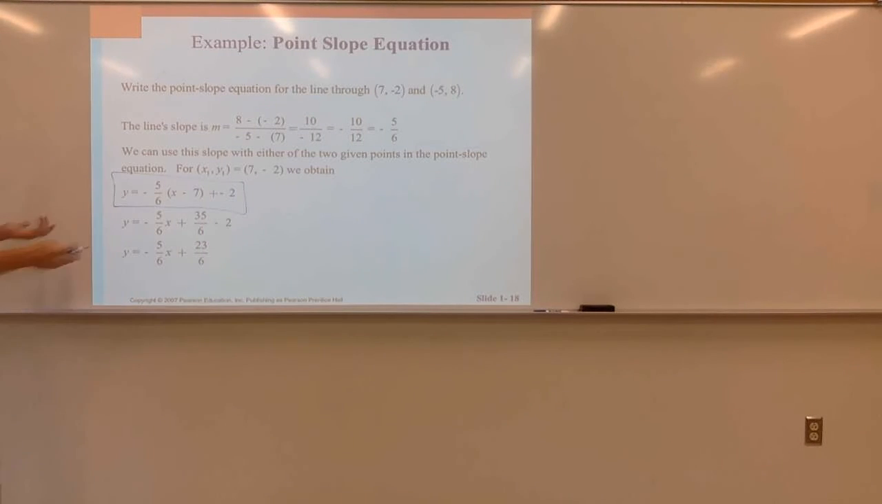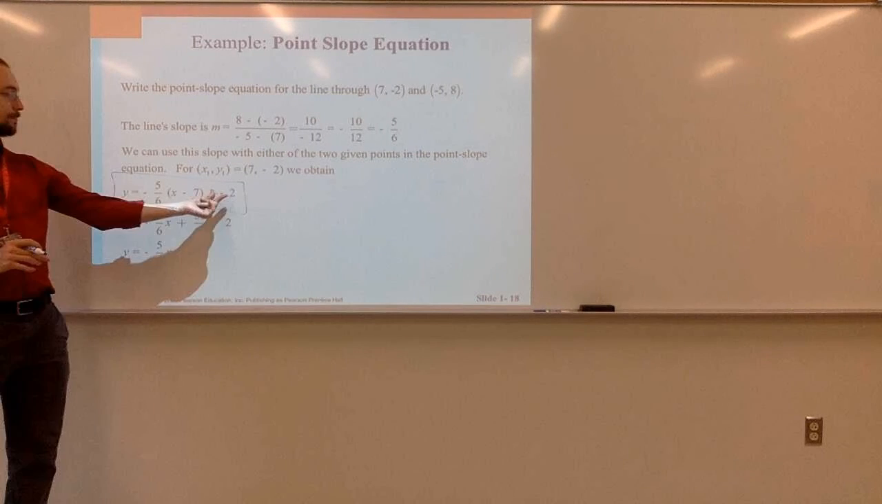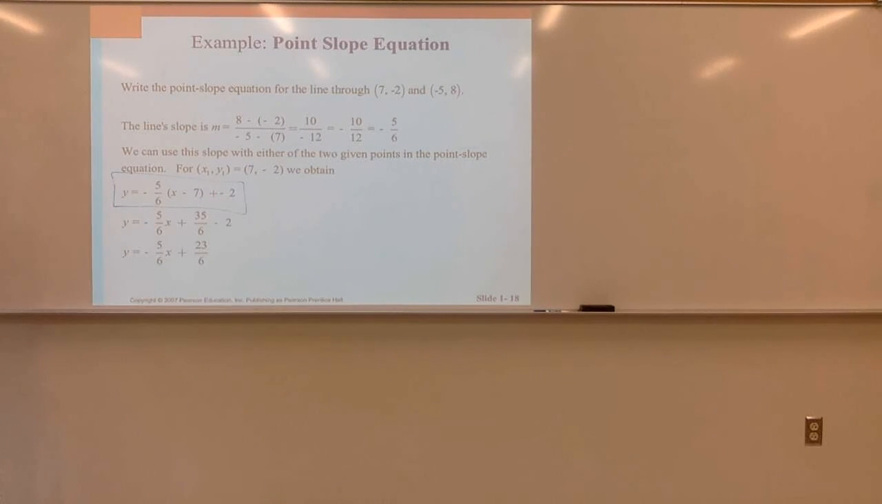So for this one, we can stop here. They went a little bit further and put it into slope-intercept. We can stop here and put it into point-slope form. So they got y equals, well, actually, they moved the 2 over to get y by itself. You don't even have to go that far. You can just say y plus 2 equals -5/6 times x minus 7. You okay with these?